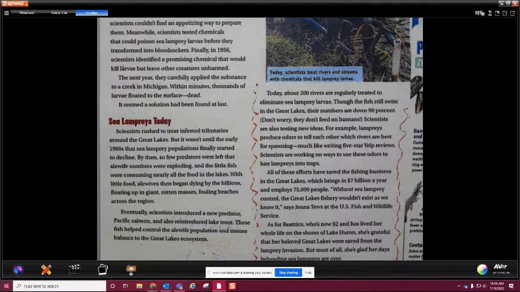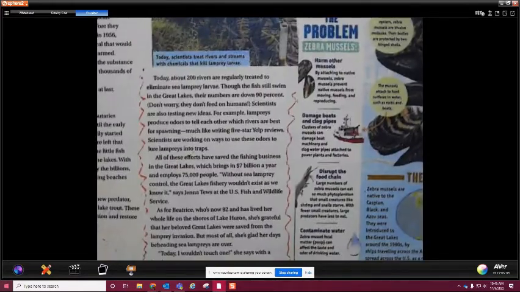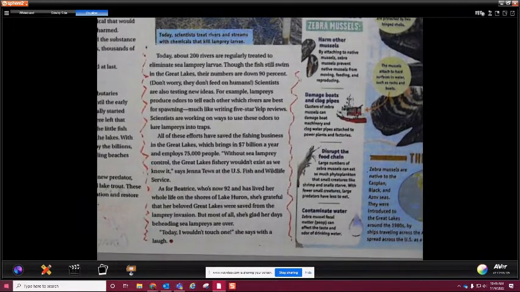These fish help control the alewife population and restore balance in the Great Lakes ecosystem. Today, about 200 rivers are regularly treated to eliminate sea lamprey larvae. Though the fish still swim in the Great Lakes, their numbers are down 90%. Don't worry, they don't feed on humans. Scientists also are testing new ideas. For example, lampreys produce odors to tell each other which rivers are best for spawning, much like writing 5-star Yelp reviews. Scientists are working on ways to use these odors to lure lampreys into traps.